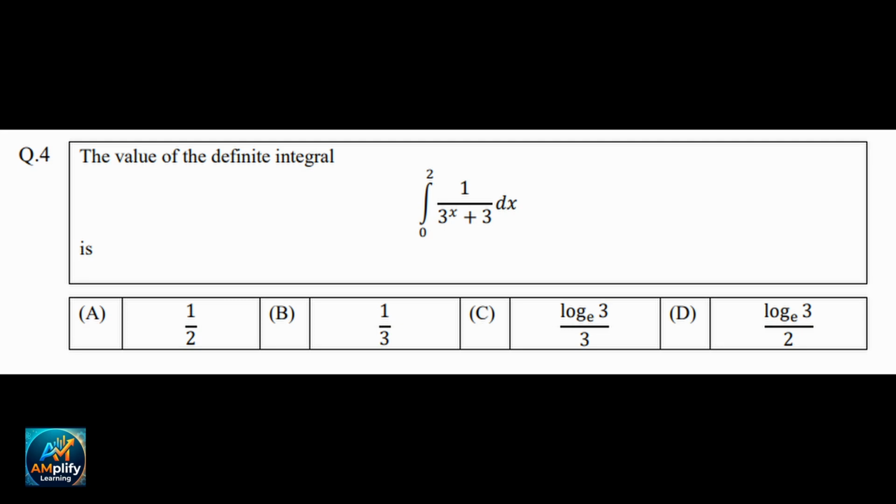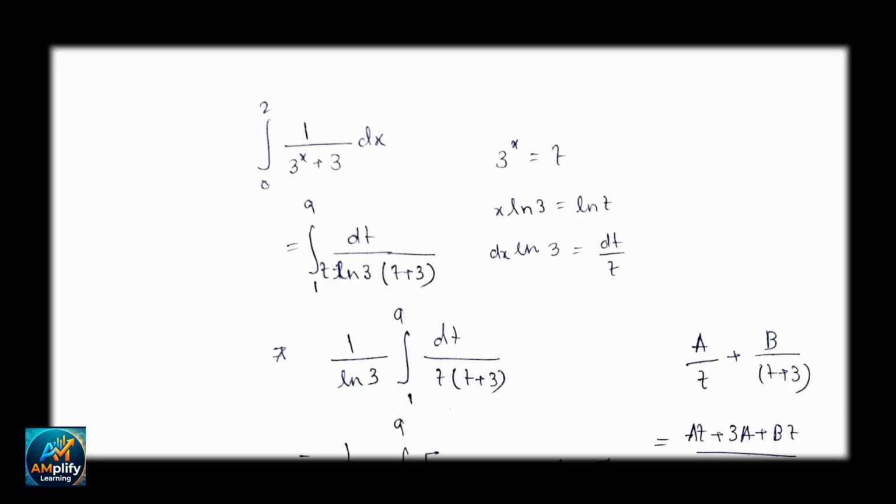So today we are continuing our JEE Problem Series, and today we have a fairly simple question from definite integrals. This was a question from JEE Advanced 2026. So here's the problem. This is the definite integral we just have to solve. The problem is basically the integration of 1 by 3 to the power x plus 3 from 0 to 2.